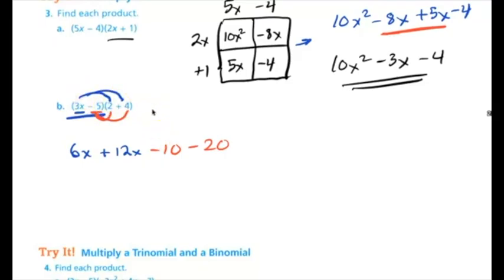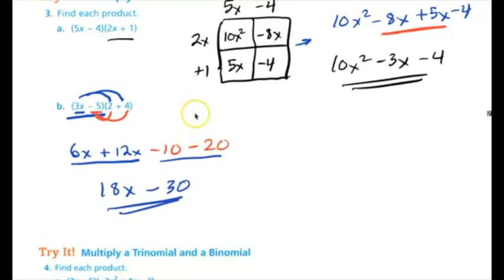And then all you do here is add up like terms. In this case, I add these two up. You get 18x and I can add these two up. Much like here where, oh, they're both positive, it's add them up. They're both negative, it's add them up. I get negative 30. And there we go. You can do it either way you like. Area model is probably a little more visual and easier to see. This was a little faster. It's up to you, whichever you're more comfortable with.